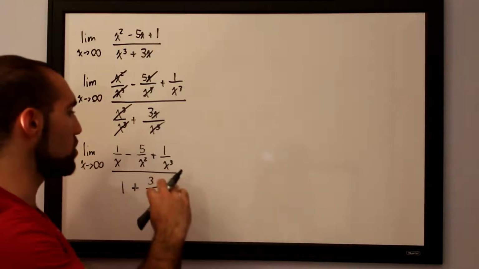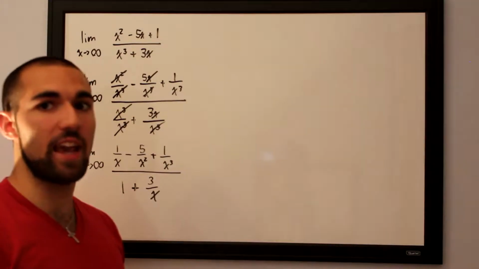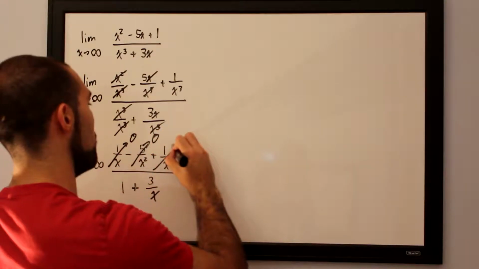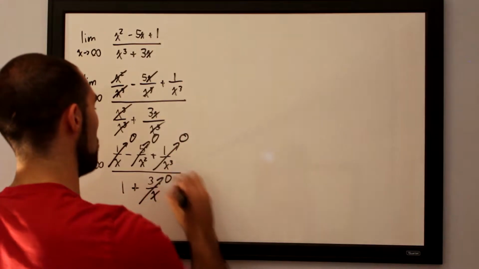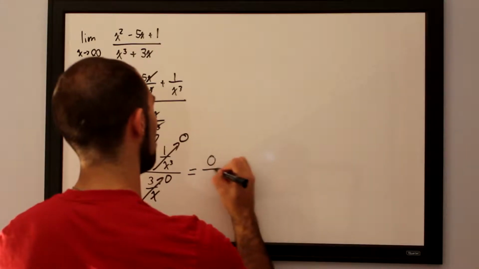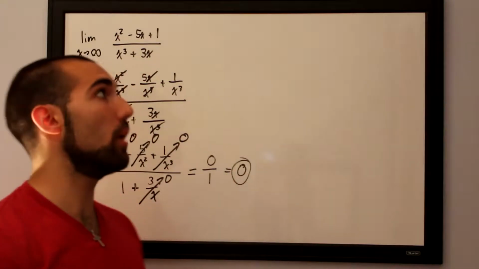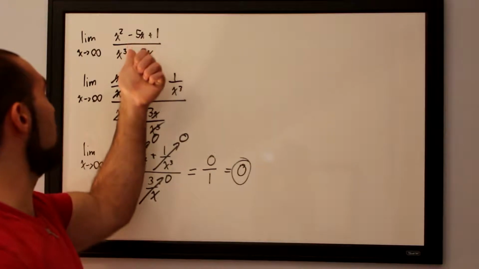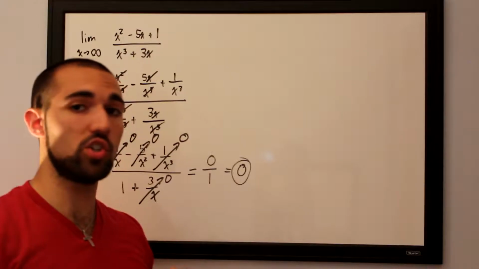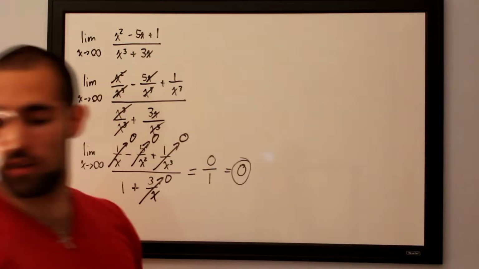So we can let x approach infinity, and all of these constants go straight to 0 whenever they're divided by any power of x. This goes to 0, this goes to 0, this goes to 0, and this goes to 0. So our final answer is 0 over 1, which is equal to 0. We can tell this right away simply by looking at the problem, because the higher power is in the denominator. Whenever the higher power is in the denominator, the function goes straight to 0, because you have constants left over divided by infinity.